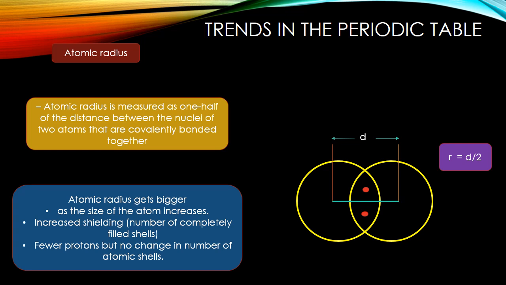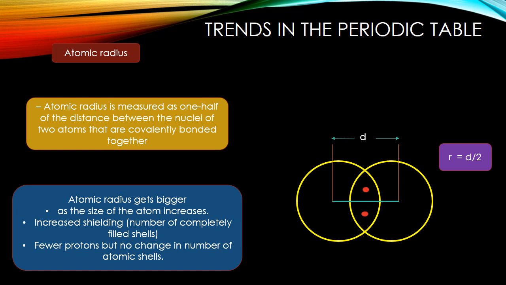Atomic radius gets bigger in these cases. As the size of the atom increases, atomic radius increases with it. So the more completely filled shells an atom has, that means increased shielding, the larger the atom would be, and the larger the atomic radius. This is because effective nuclear charge decreases as shielding effect increases.